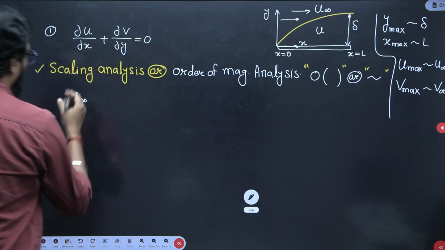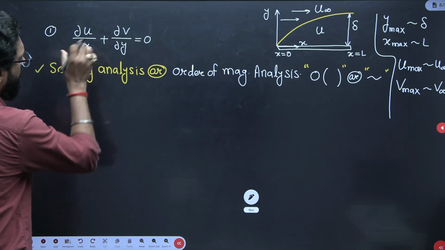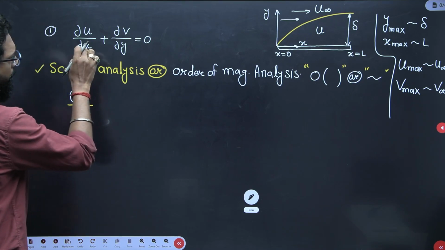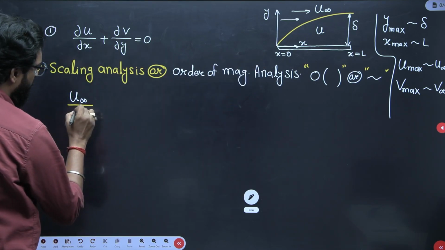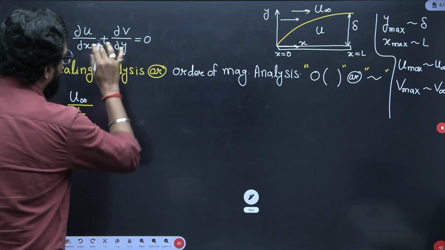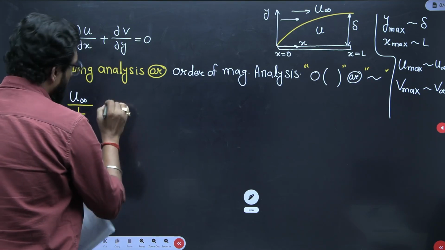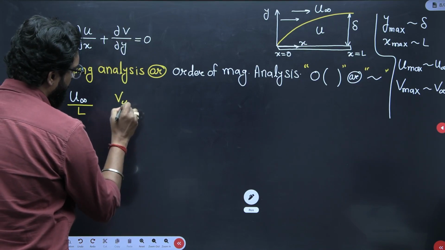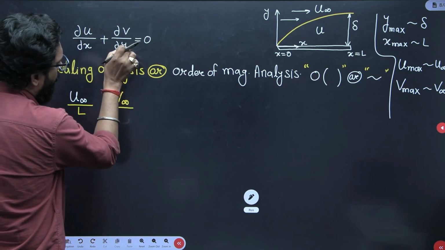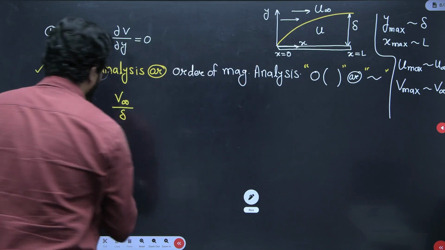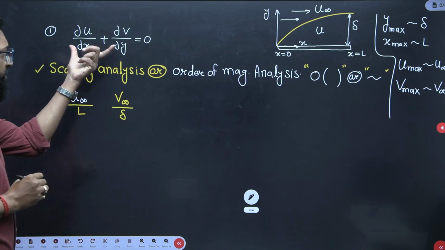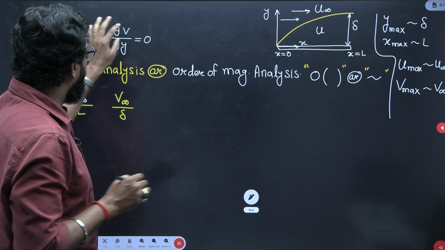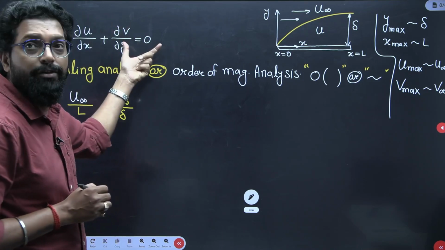So the order of magnitude of the first term is U infinity, and the maximum x is L. And what is the second term? V infinity divided by y max, which is delta. Now, the summation of these two is 0. That means this value is the same in negative form as this one, so that the sum is 0.